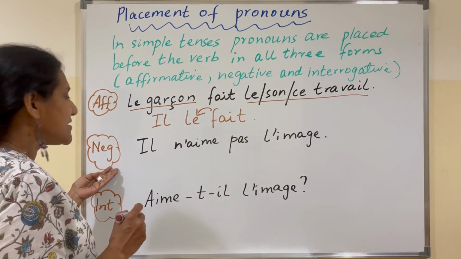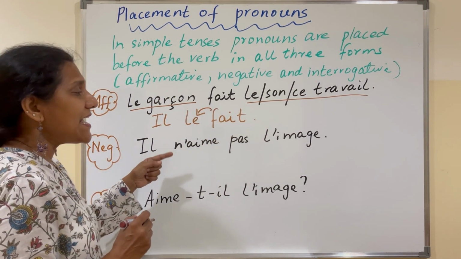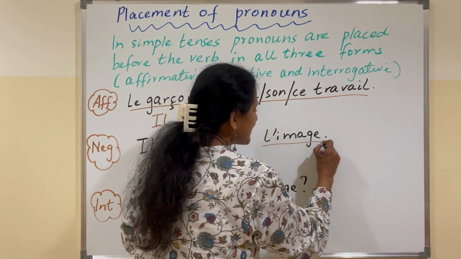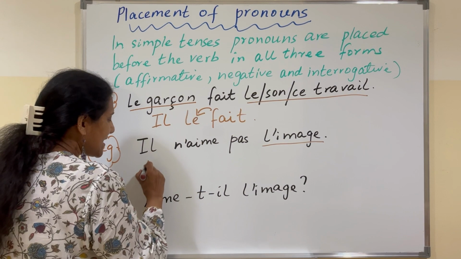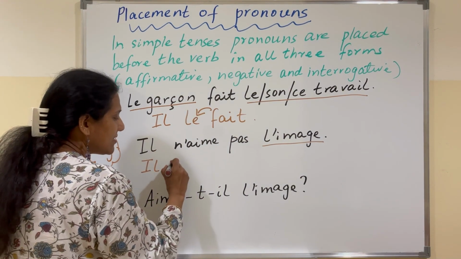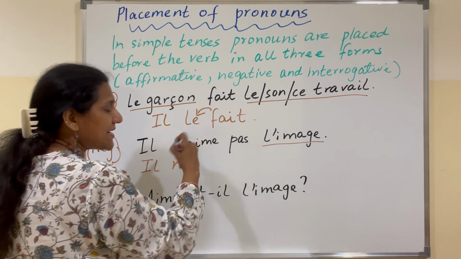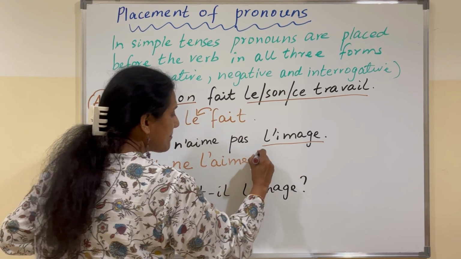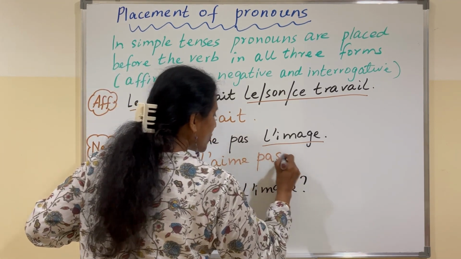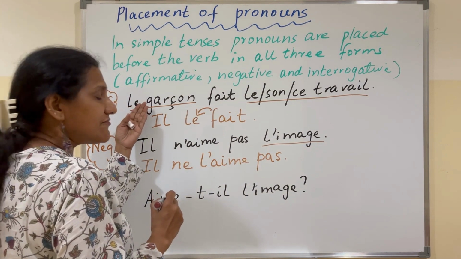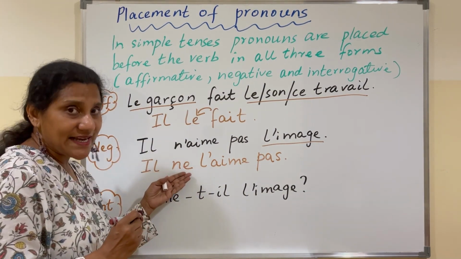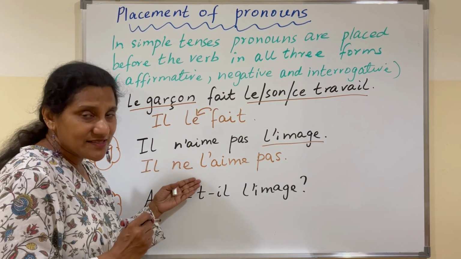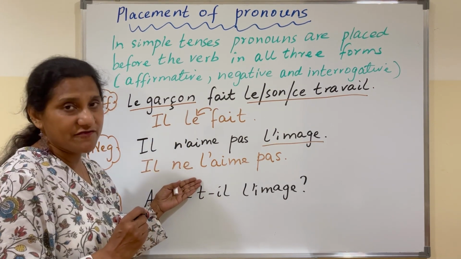Now, let's look at a negative sentence. Il n'aime pas l'image. I'm supposed to replace this. So, il ne, and place it before the verb, il ne l'aime pas. So, whether it is affirmative or whether it is negative, what we have learned is that we have to place the pronoun before the verb.